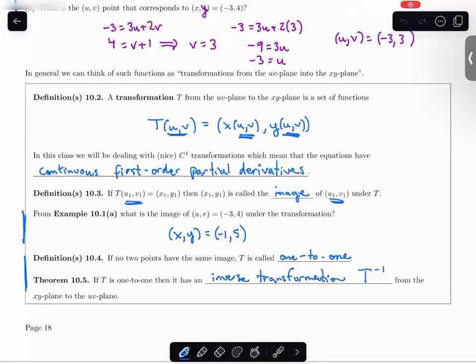In order to do the calculus that we're interested in, you need to be able to take derivatives of these things. So we need continuous first order partial derivatives for a lot of the calculus we'll be doing to make sense. We also want these transformations to typically be one-to-one, so that you maintain some semblance of areas, and you can create an inverse transformation that goes from the xy plane into the uv plane.